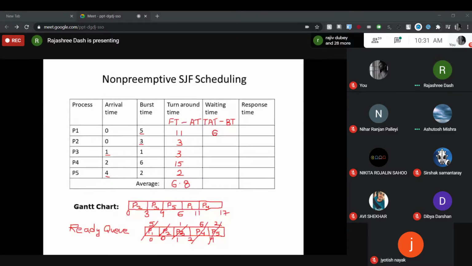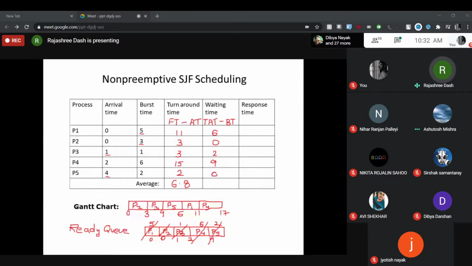For P2, 3 minus 3, that is 0. For P3, 3 minus 1, that is 2. For P4, 15 minus 6, that is 9. For P5, 2 minus 2, that is 0.